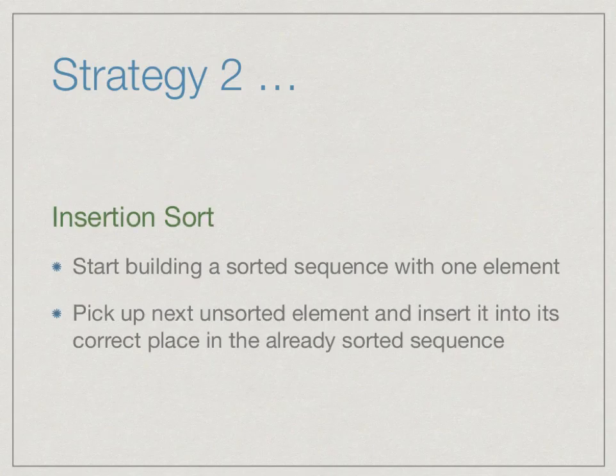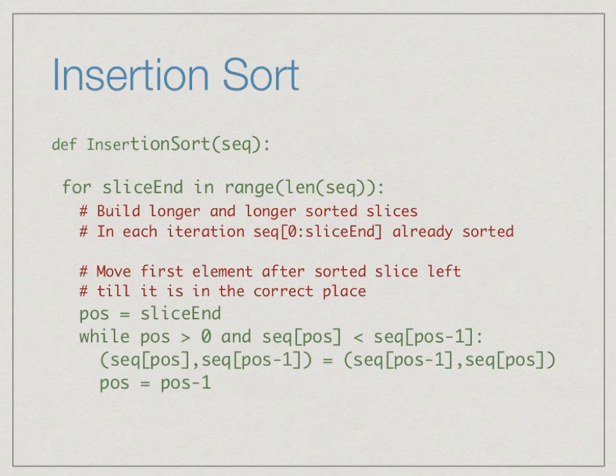So we start building a sorted sequence with one element, pick up the next unsorted element and insert it into the correct place into the already sorted sequence. So we can do this as we did with selection sort without building a new sequence. And here is the function insertion sort defined in Python which does this.